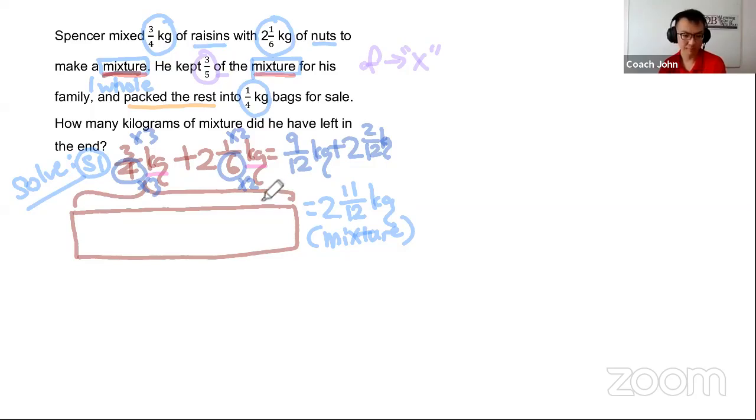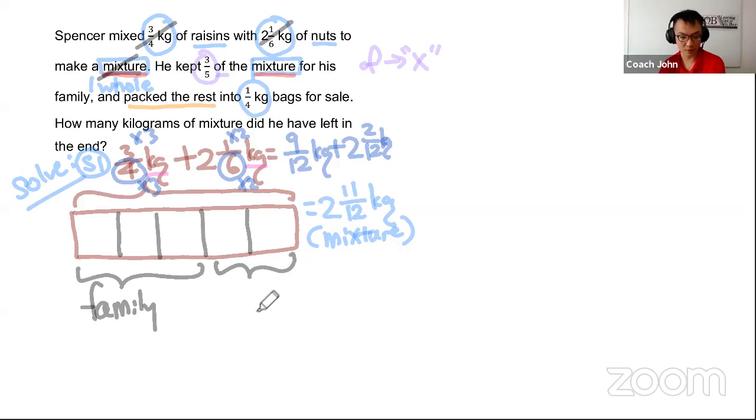Now, another thing is you can do cancellation to show that, hey, I've already used it up, and I'll move on to the next sentence. So 3/5 of the mixture means that you need to cut this into 5 units. Three used for family, and the 2 out of 5 units. All right, maybe I can use this for 1/4 kg, or you can say split into individual bags.